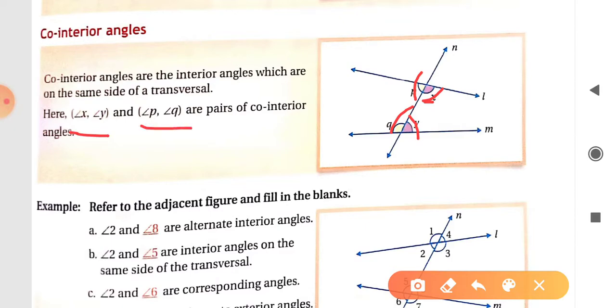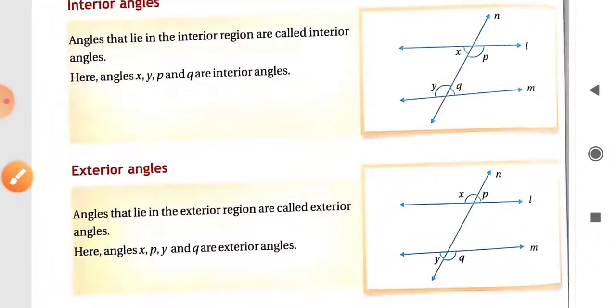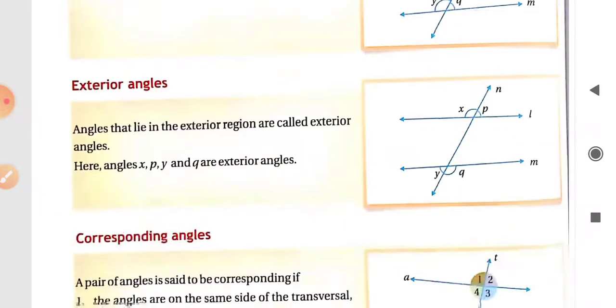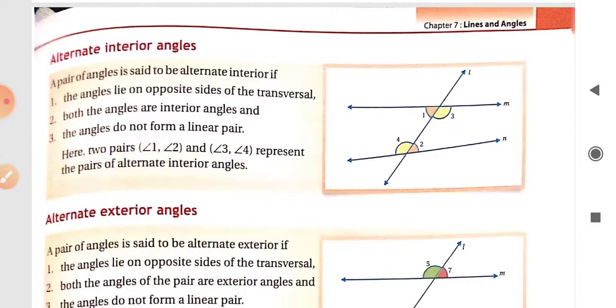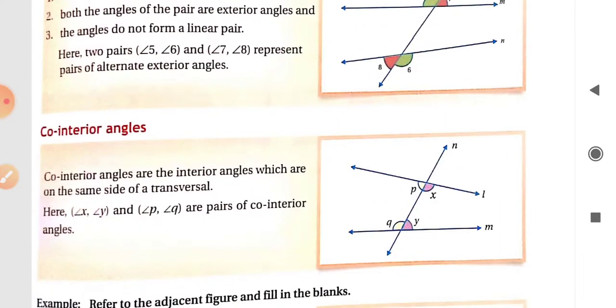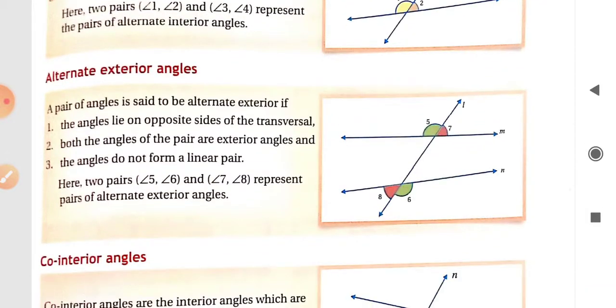So there are two pairs, angle X and angle Y, and angle P and angle Q. These are co-interior angles. So these are the types of angles that are formed by a transversal: interior angles, exterior angles, corresponding angles, alternate interior, alternate exterior, and co-interior angles. So practice these angles. Thank you.